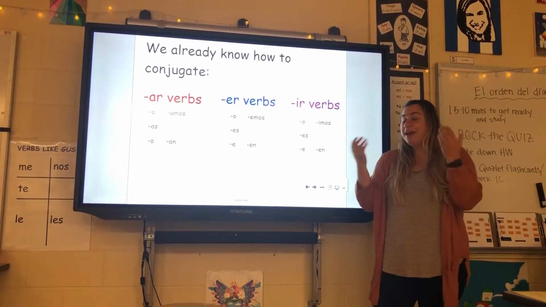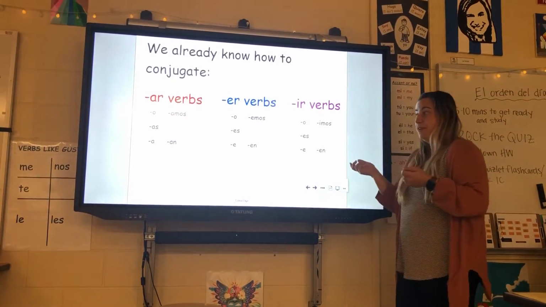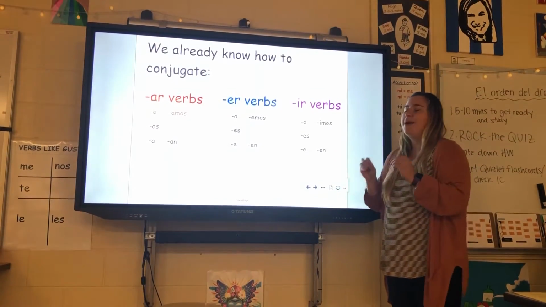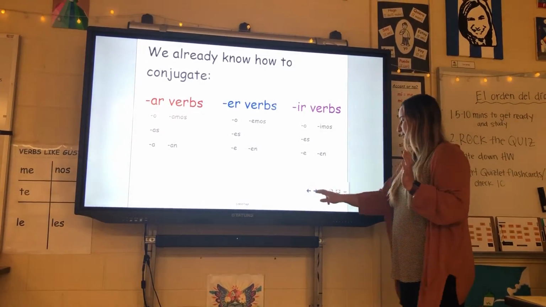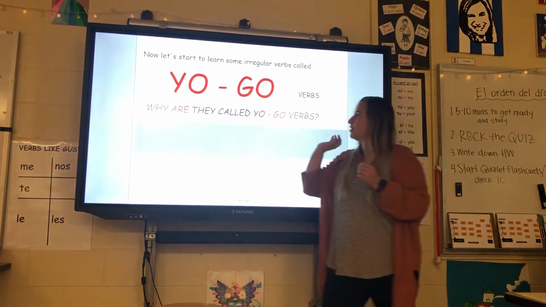For example, I'm Caitlin Bromwich Crystal. I belong in two different families. Verbs often belong in two or more families. Today we're going to learn about a new family of verbs. And that family of verbs is called yo-go verbs.